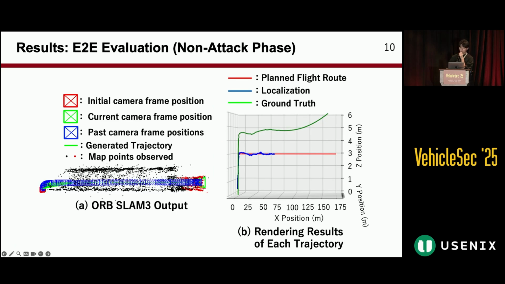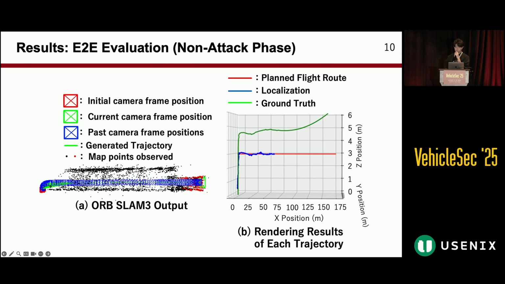This slide shows end-to-end results for the baseline non-attack scenario. In this case, localization was successful and the drone's control remained stable. The left figure shows a side view of the estimated trajectory from ORB SLAM3. The right figure compares the predefined path, the localization estimate, and the ground truth. The blue estimate line cuts off because the drone exits the 60-meter warehouse, causing tracking loss. We disabled collision detection to ensure clarity.